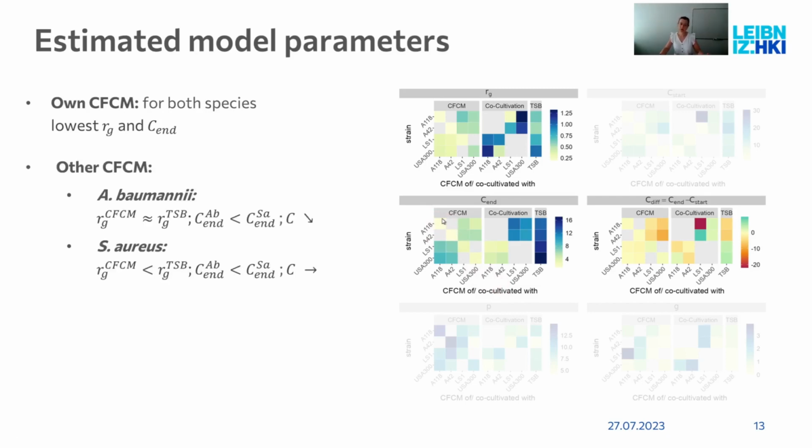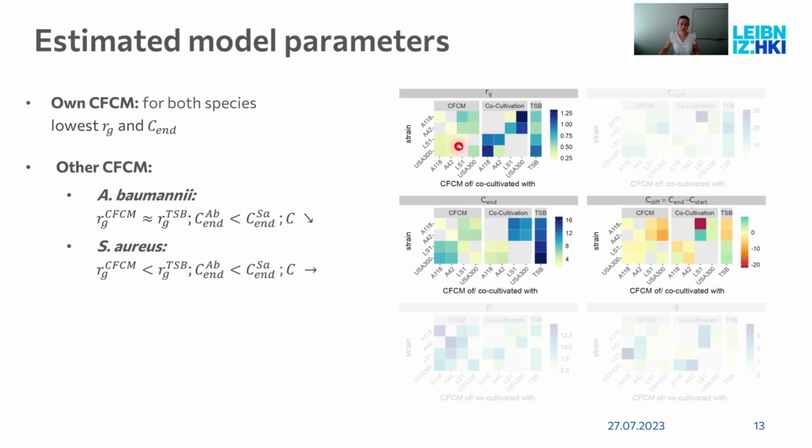In the supernatant or the CFCM of the other strain, we see that for A. baumannii we have similar growth rates in the CFCM of S. aureus compared to the growth in the TSB medium. However, the end carrying capacity is much lower, and also we see that it is going down over time. On the contrary, for S.